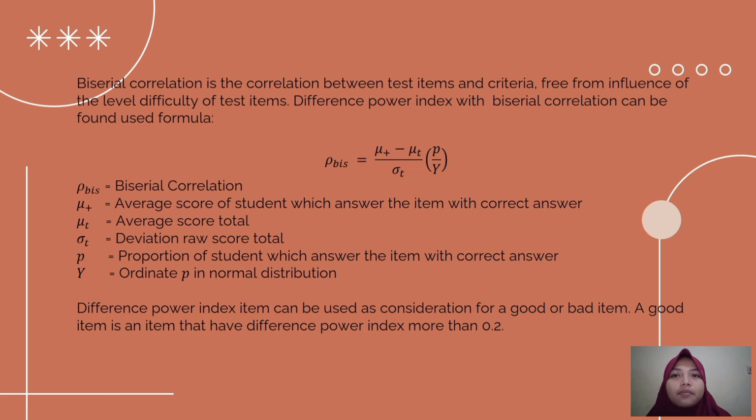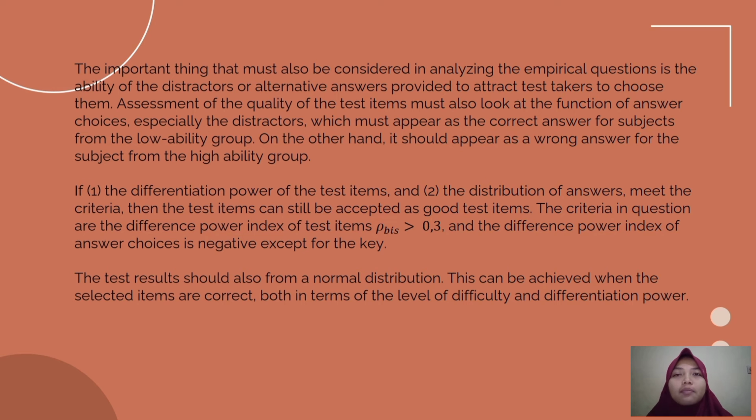The difference power index of an item can be used as consideration for a good or bad item. A good item is an item that has a difference power index of more than 0.2. An important thing that must also be considered in analyzing empirical questions is the ability of the distractors, or alternative answers, provided to attract test takers to choose them.